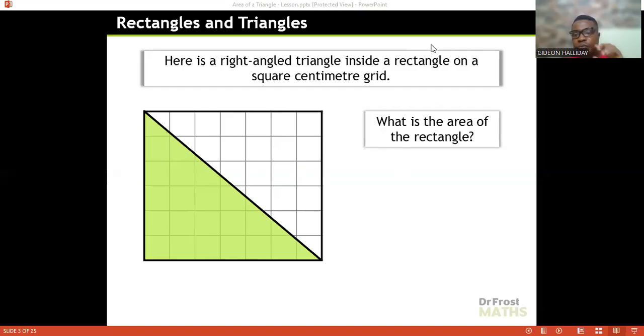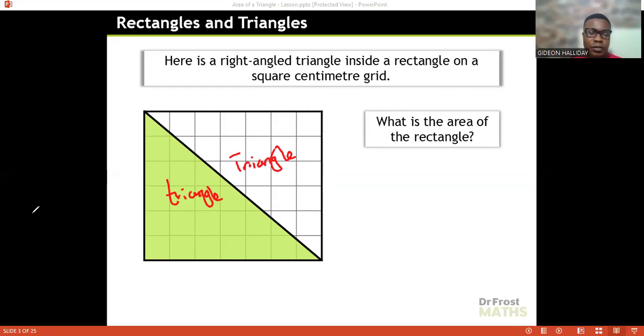So we're going to do area of triangles. But first off, there's something we're going to learn from the area of rectangles that will lead us to the area of triangles. Look at this picture. You can see that this is a rectangle or maybe a square, right? And it's split into two triangles. So this is a triangle, and this is another triangle, right? You see that?